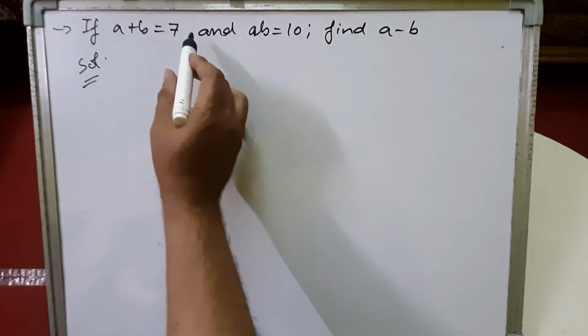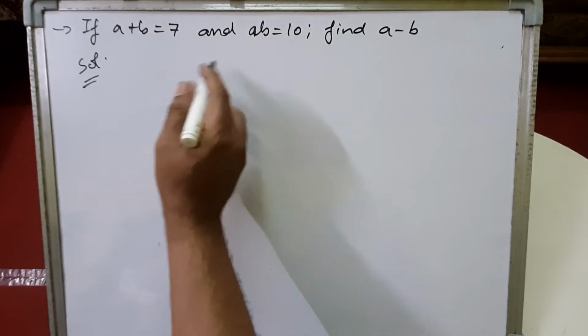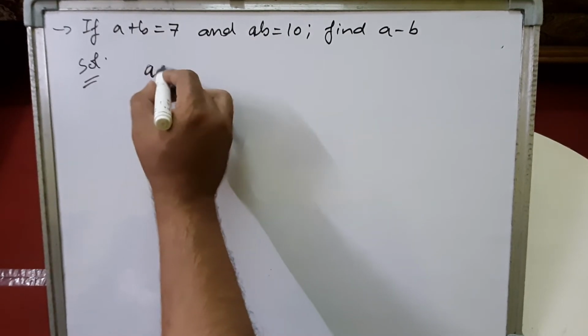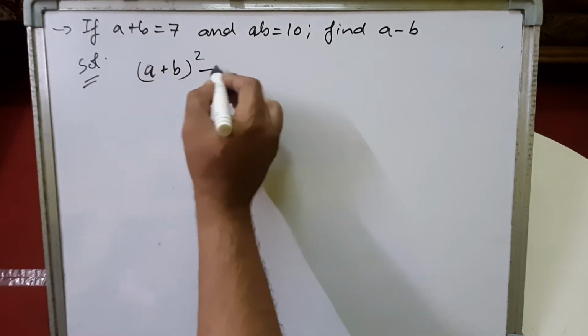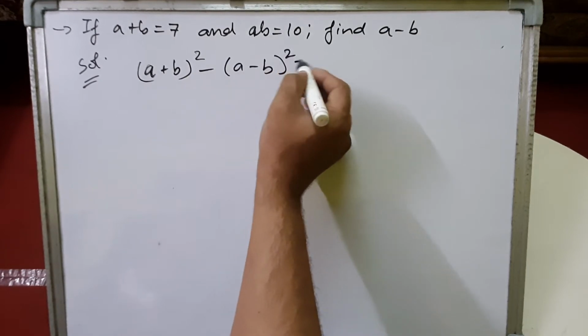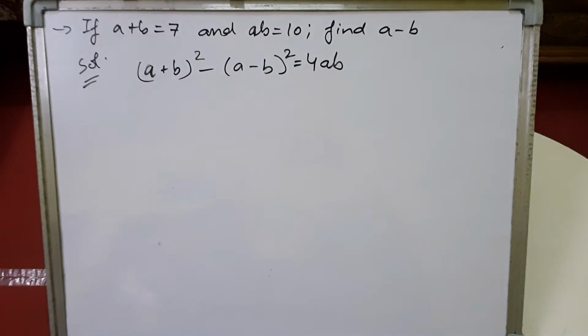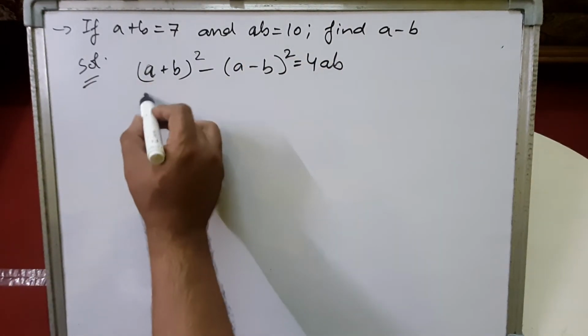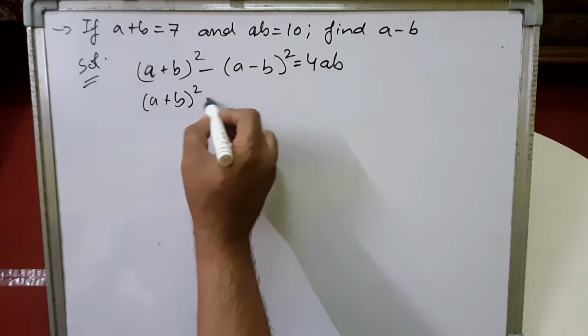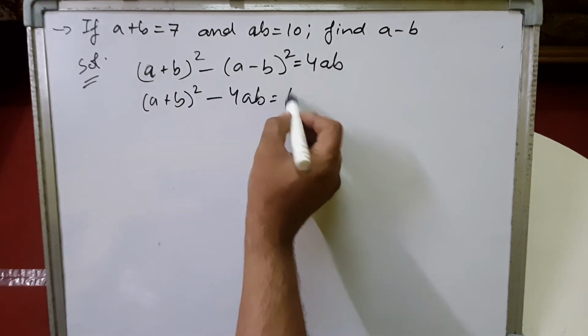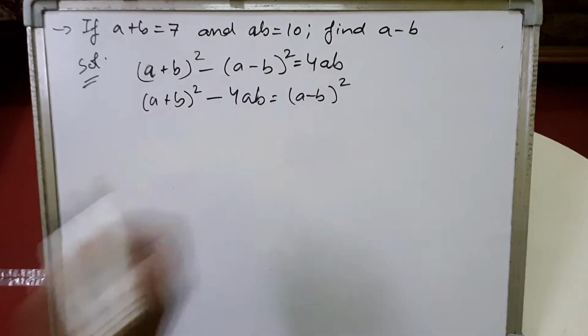We are given with a + b value and ab value. So we have studied this identity that (a + b) whole square minus (a - b) whole square equals 4ab. So if we transfer the (a - b) term to the right hand side and this 4ab to this side, the formula will become (a + b) whole square minus 4ab equals (a - b) whole square.